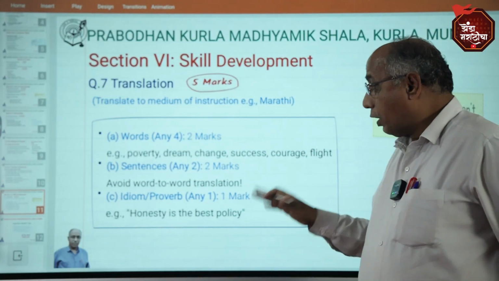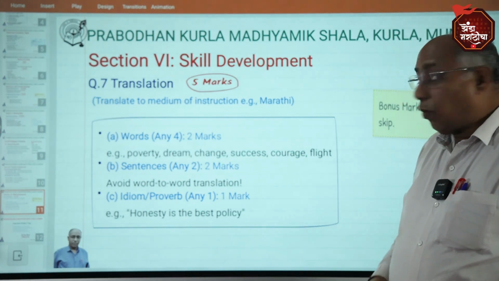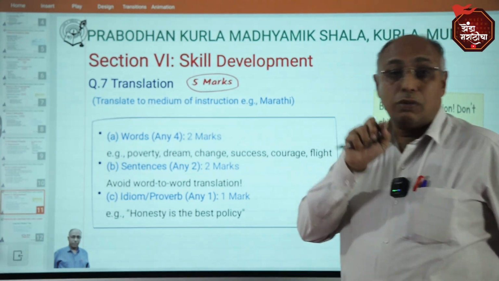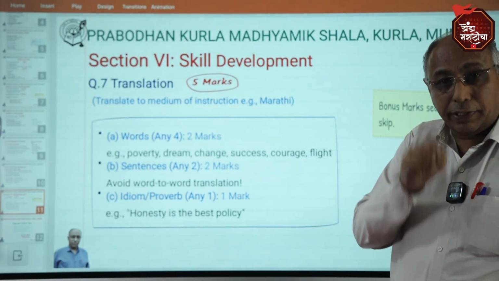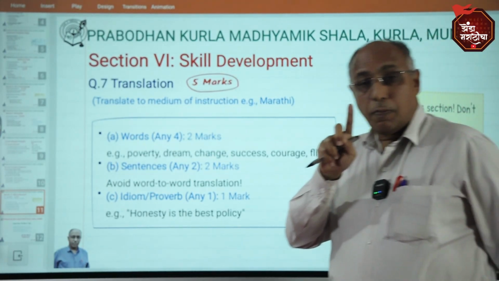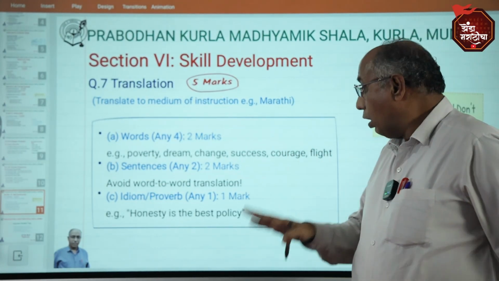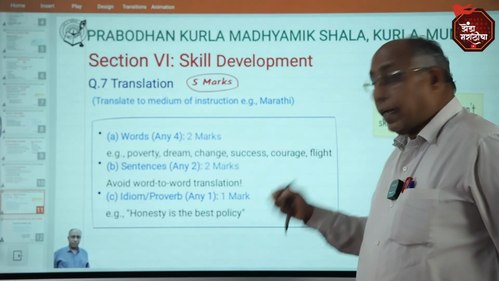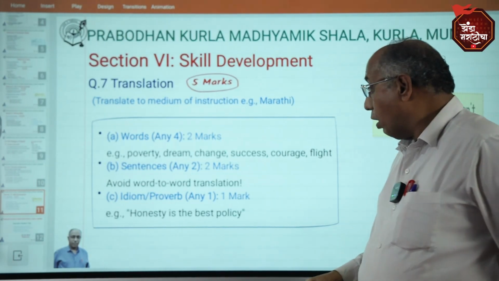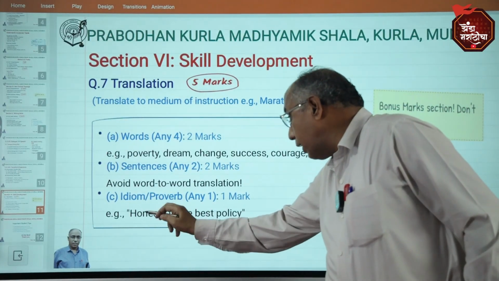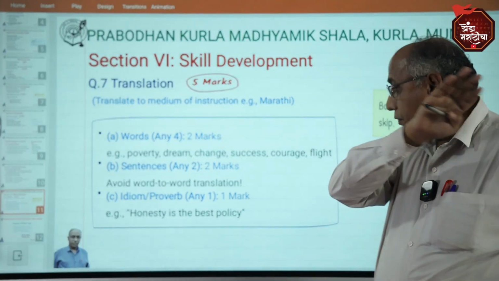So take care. B part is sentences. 4 sentences will be given and the students will be asked to translate only 2, but I will request you to translate all 4 of them, so that you can score more easily. And part C, that is idioms or proverbs, mhani in Marathi.